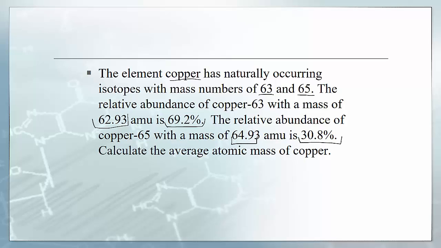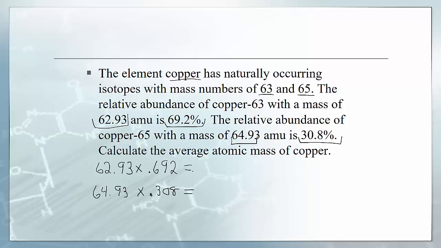So to calculate the average atomic mass of these numbers, you have to basically do percentages and add for the two. So in other words, I'm going to have my 62.93 AMUs, and I'm going to multiply that by my percentage of 0.692. And that will give me part of my average. Then I take the other one and I say 64.93, and I multiply it by its percentage of 0.308. And I get a number there.